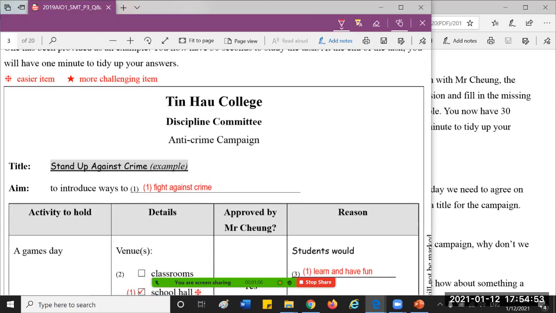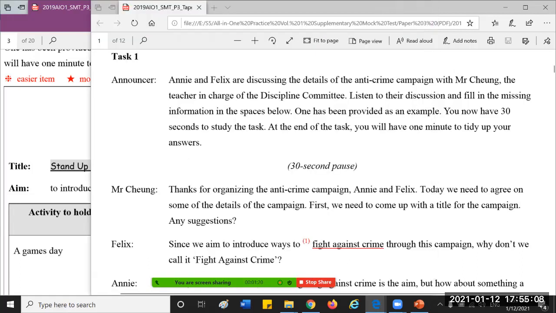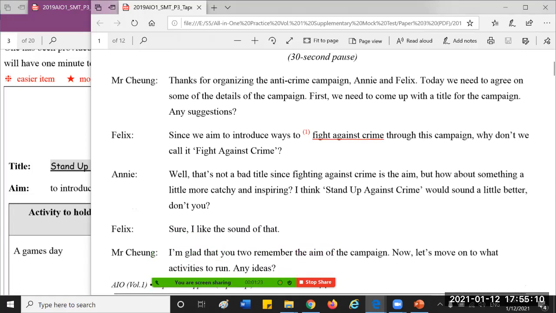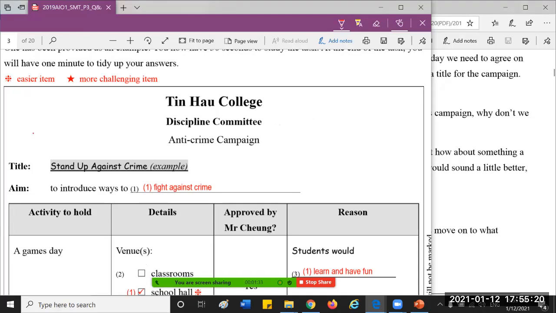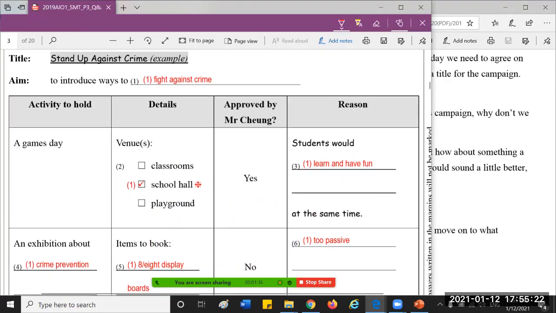To introduce ways to, infinitive, no change, fight against crime. Where do we get to see it? First of all, have a look at the answer. Fight against crime. Do you know how to spell crime? We can find the answer here. Since we aim to introduce ways to fight against crime, that is the aim. You hear the keyword aim. All right, let's go to the next one.